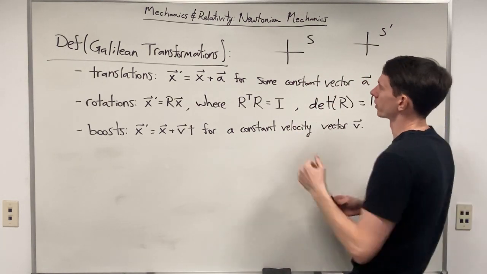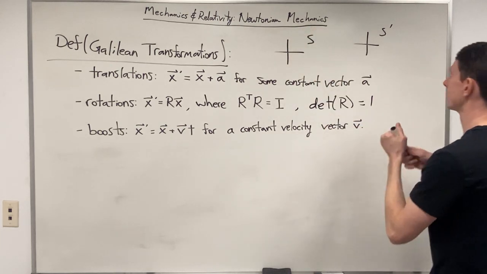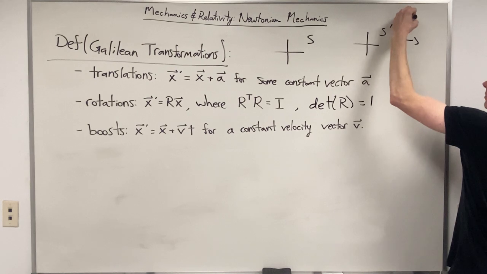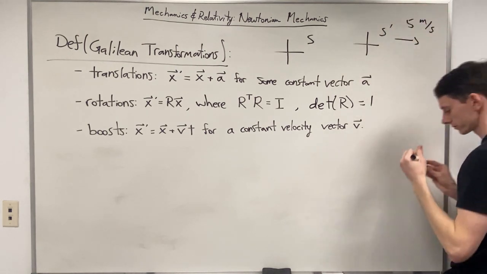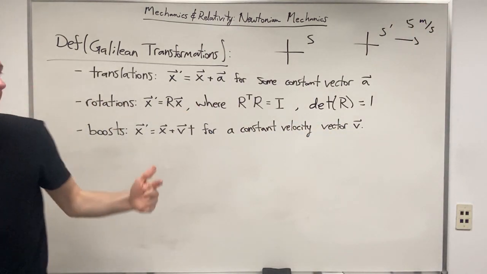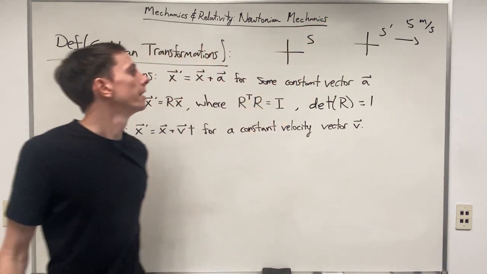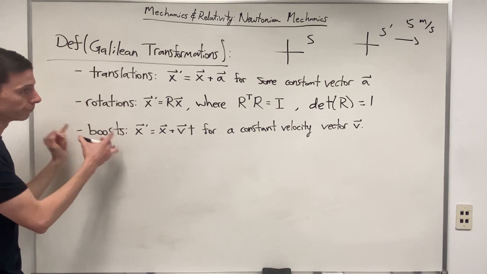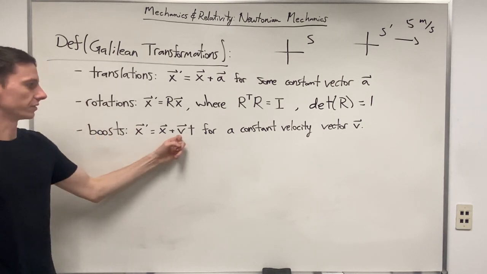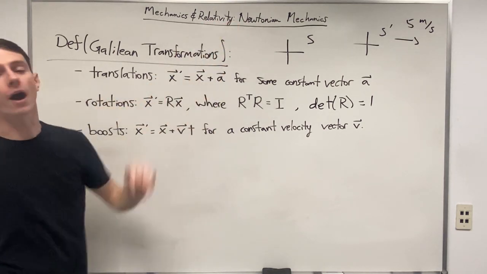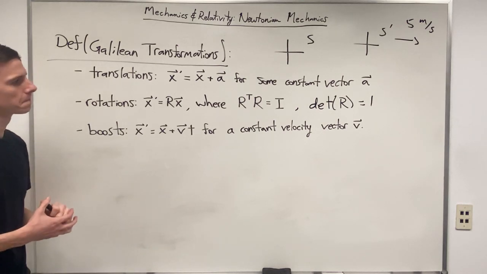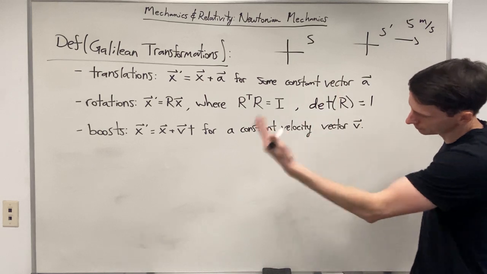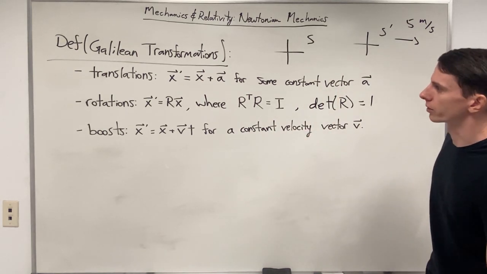And this would be the idea where if you had S that was stationary, S prime maybe moving to the right by 5 meters per second. It has a velocity of 5 meters per second to the right. We would still say that S and S prime are related to each other. They're related by a boost, where the constant velocity vector in this case would be 5 meters per second.